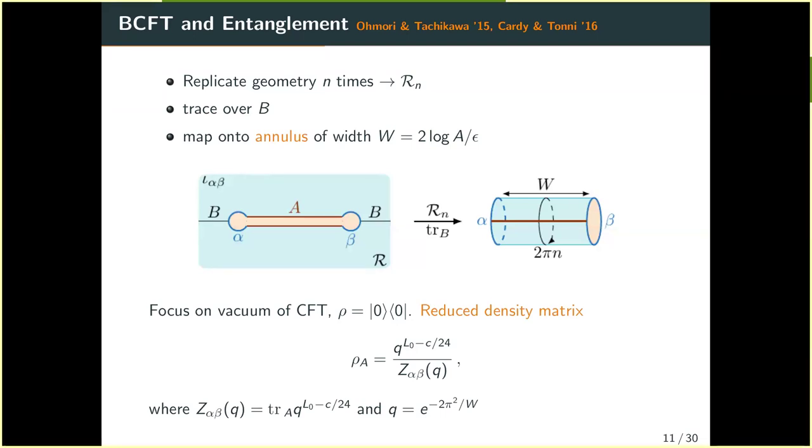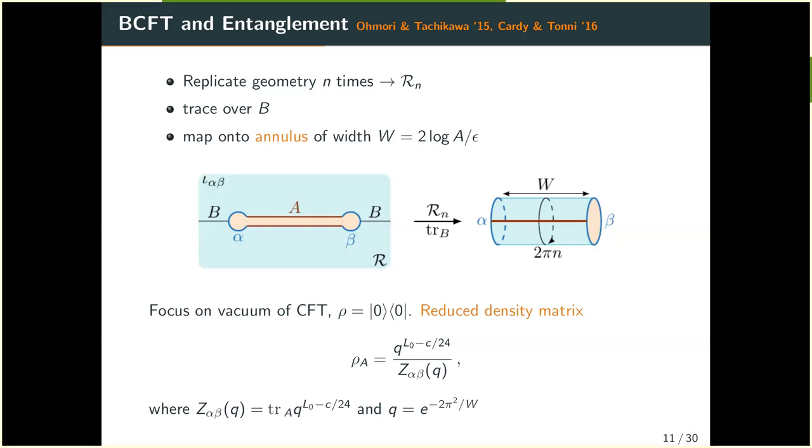This is a procedure that you can just run through, and the point is that there's a circumference to this annulus, which is now n times the original circumference. If the original circumference was 2 pi, then the replication with n gives you a factor of n, and you're going to have a width to this thing, and this width is going to be basically the logarithm of the original size of interval A. And there's a UV cutoff encoded in this width.